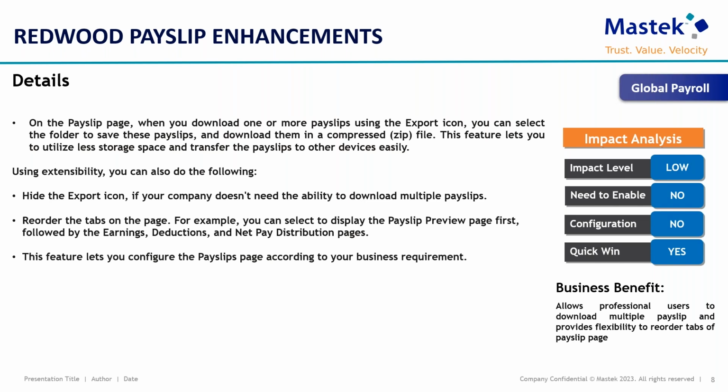Based on the range of dates that you have specified, the system will allow you to download all the payslips, and that will also be in a compressed zip file. So that will be less storage specific, and it will be easy for you to transfer payslips from device to device if you want. So that's the benefit of this particular feature. Again, in terms of impact level, it's low. We don't need to enable anything, considering the prerequisite that we have already adopted Redwood payslip. There's no configuration needed, and it's a quick win for us.